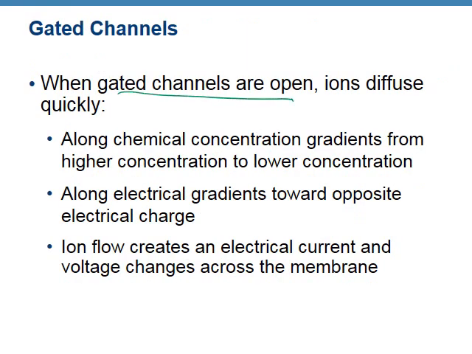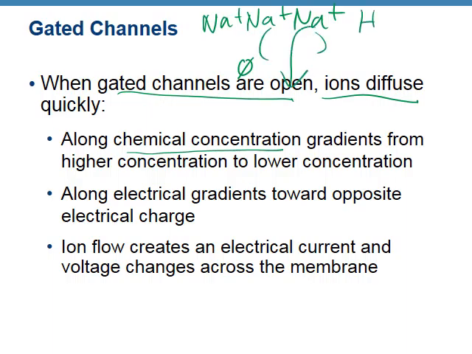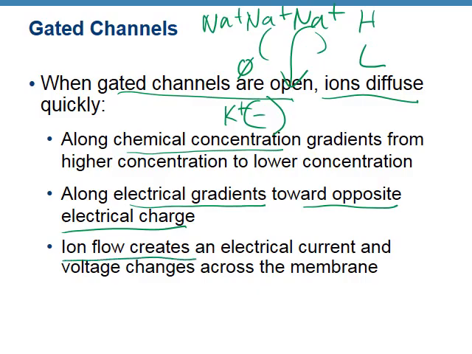When gated channels are open, ions diffuse quickly. We know they move along their concentration gradient. If I have a bunch of sodiums on this side and I don't have any sodiums on this side, the sodiums will move from high to low. Remember diffusion? Along electrical gradients towards opposite electrical charges. Remember, it's positive on the outside, but it's also negative on the inside. So they're moving from positive to negative. This ion flow is what creates a current. This voltage change across the membrane is what causes depolarization.